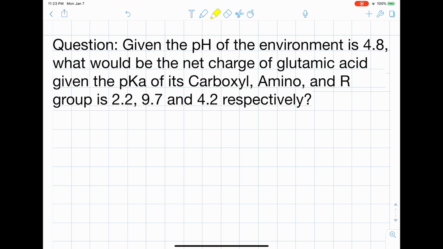So the question we have is, given the pH of the environment is 4.8, what would be the net charge of glutamic acid given the pKa of its carboxyl, amino, and R group is 2.2, 9.7, and 4.2 respectively?